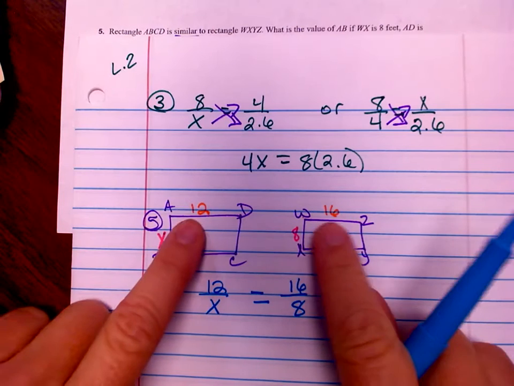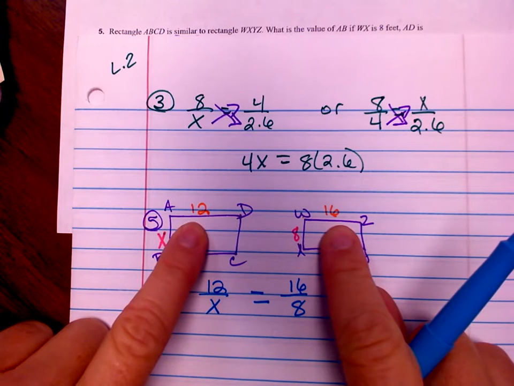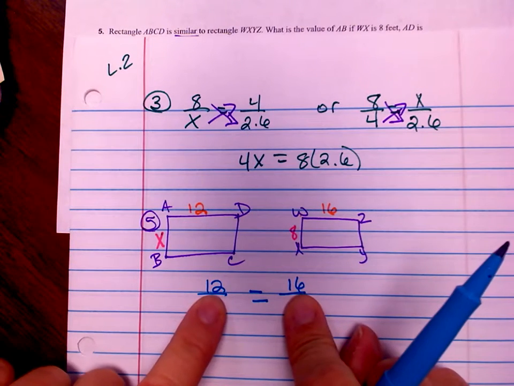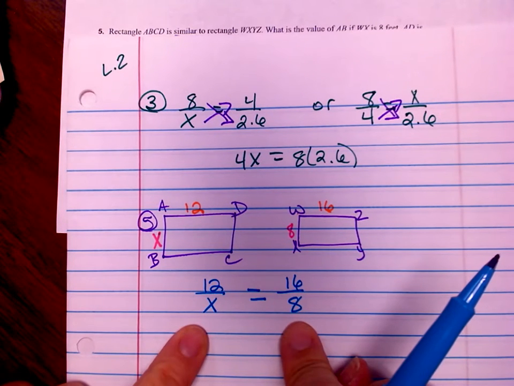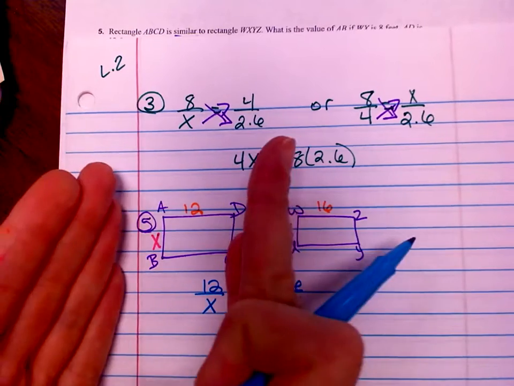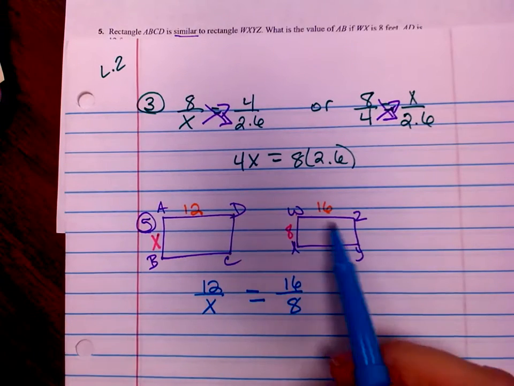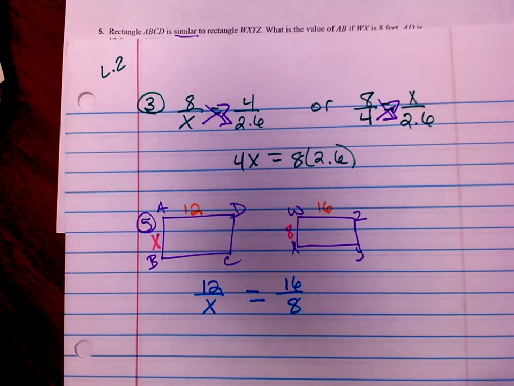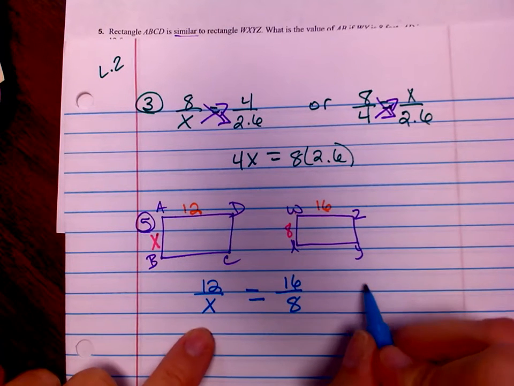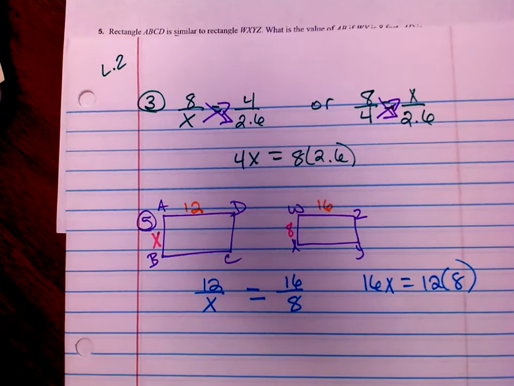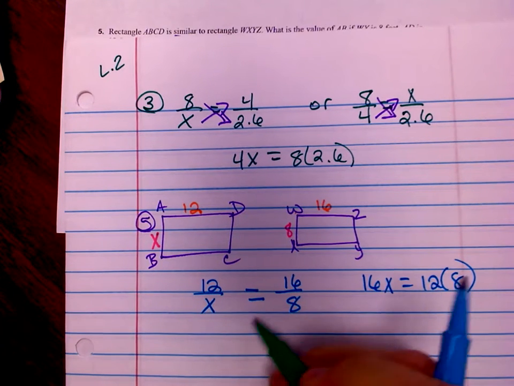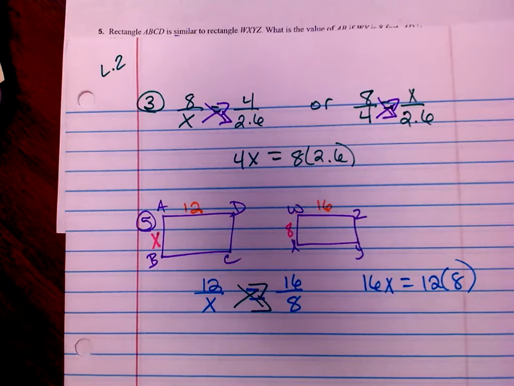Now then, as you notice, the top sides of my rectangle are on top of my ratios. My sides are on the bottom. So this is this figure, this is this figure. But the sides are the same that I'm comparing. So you have 16x equals 12 times 8. And you can solve for x.